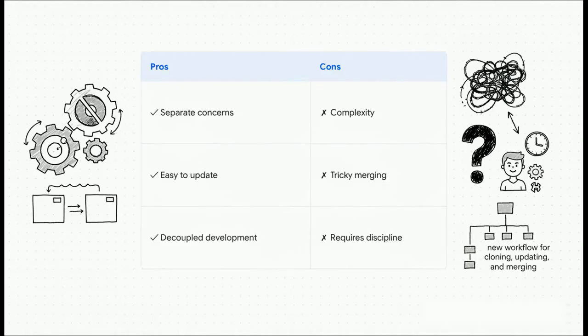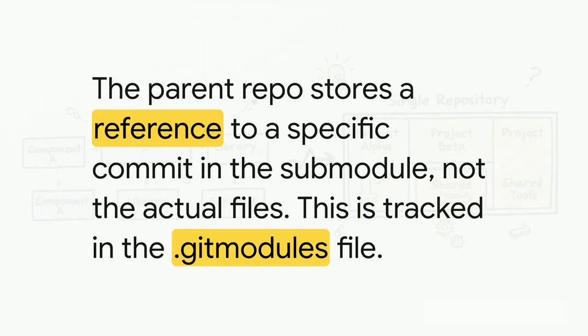Now, this approach comes with a pretty classic trade-off. On the one hand, you get this really clean separation. Your shared library gets to live its own life with its own versioning. This is awesome because it decouples your development. A change in the library doesn't have to immediately affect your main app. But, and it's a big but, the flip side is complexity. The workflow for cloning and updating is different, and it absolutely requires your whole team to be on the same page and, well, disciplined.